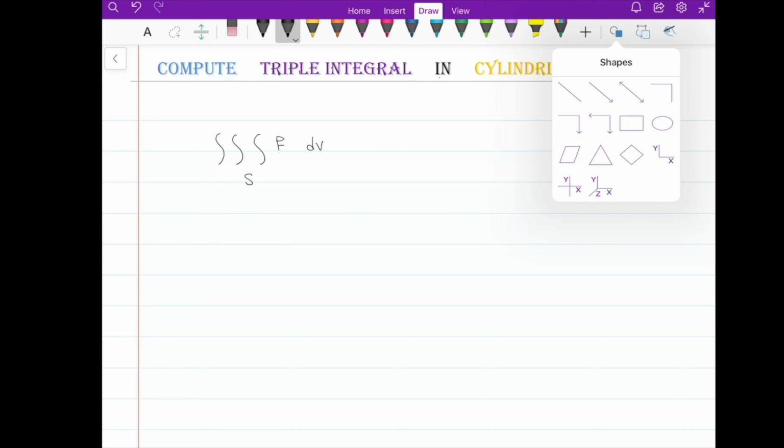This video is part of an online course of multivariable calculus, and we're going to talk about computing triple integrals in cylindrical coordinates. So assume that we want to compute the triple integral of f dV over solid S, where the solid S is like that.